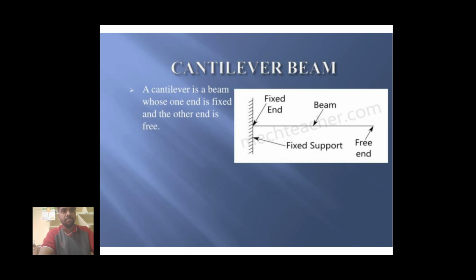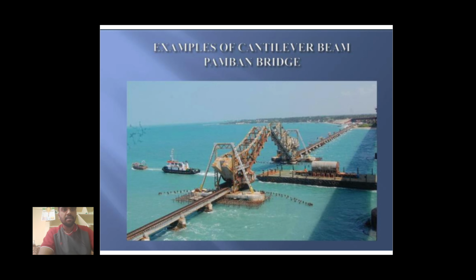Cantilever beam. A cantilever beam has one end fixed and the other end free. Here we can see the fixed end and the other end is free, so that the weight is added towards one end and the other end is the fixed end. An example of a cantilever beam is the Rameshwaram bridge, where if the steamers go, the train tracks lift up at a certain angle for the boats to go, and after the boats leave the train tracks come back to the same position. It is known as a cantilever beam, where one end is fixed and the other end is left free.